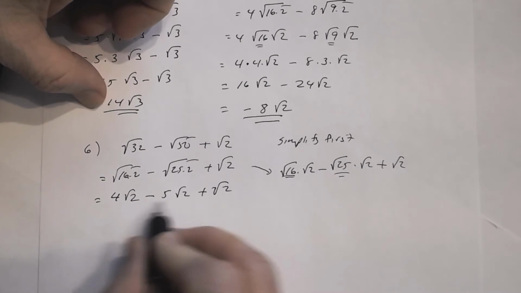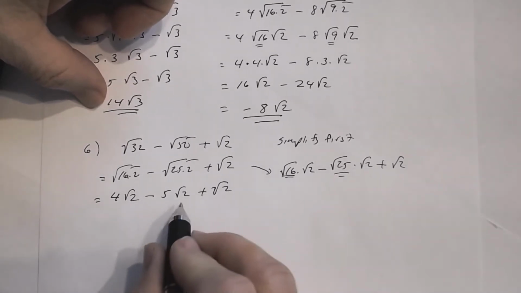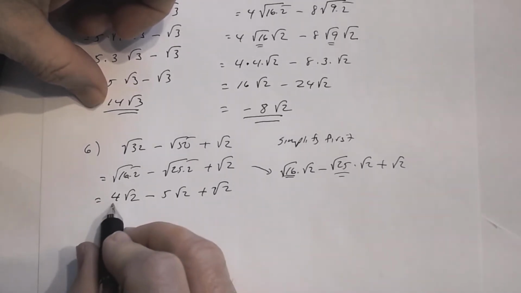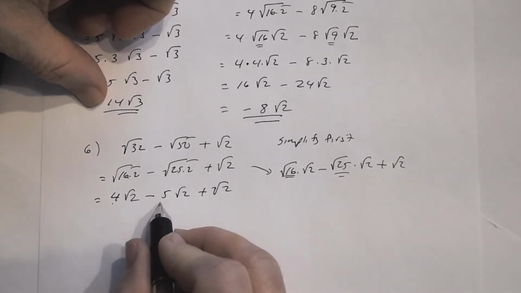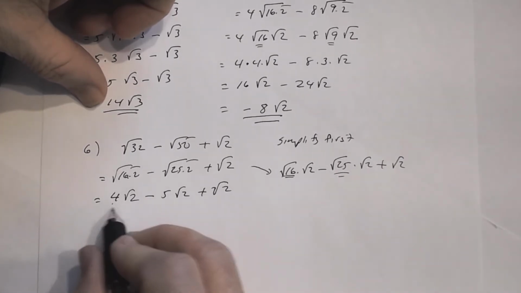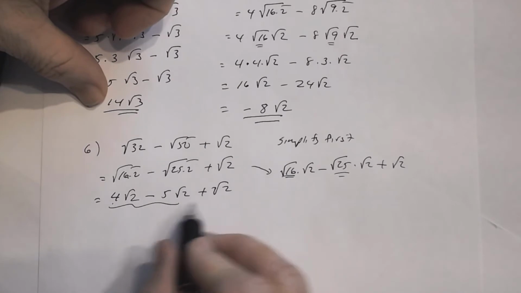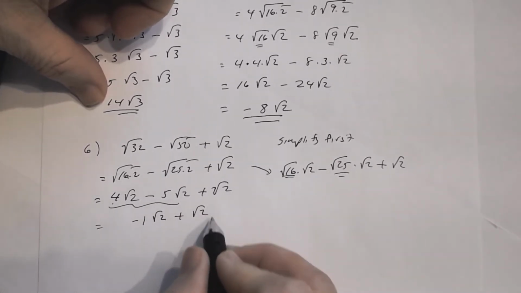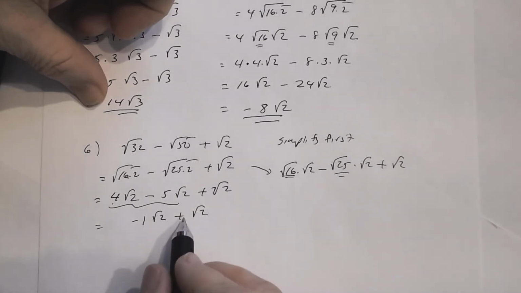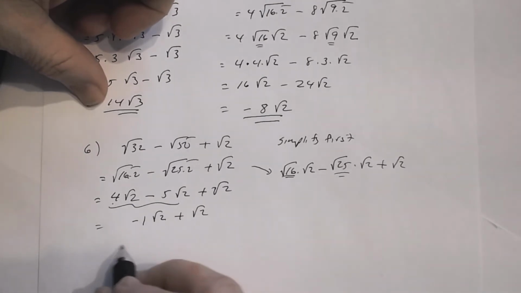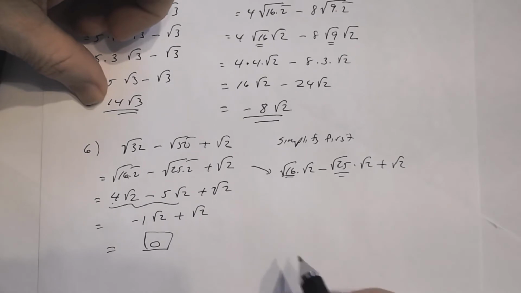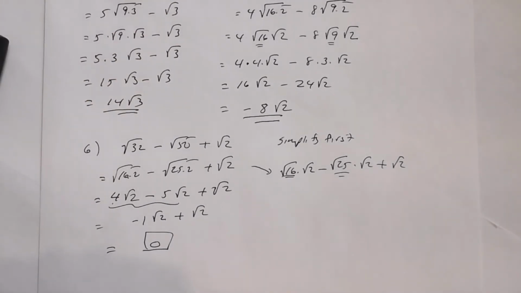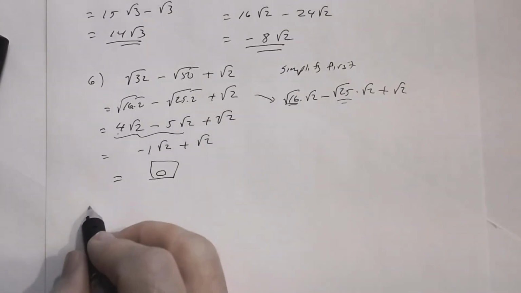All right, so now these are all like terms because they all have square root of 2's. So I have 4 minus 5 is a negative 1, right? So this right here, remember you add and subtract from left to right. So this is a negative 1 square root of 2 plus the square root of 2. But what's a negative 1 plus 1? 0. So the answer is just 0. All right, so that's 0 there. Okay, number 7.